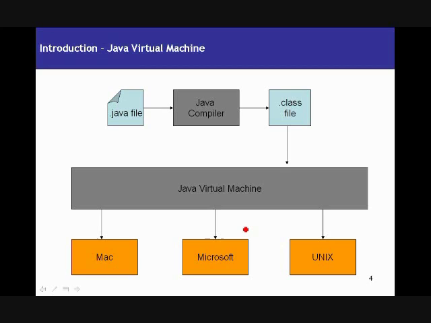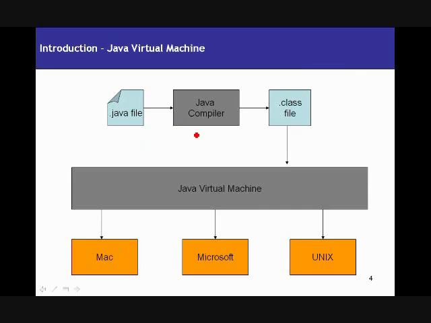So it's going to take your class file, convert it into a format which is readable by the operating system, and then it's going to execute that program on the system, right? So this is basically what happens here: your code is actually interpreted here, not compiled.